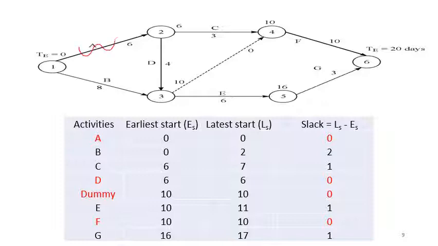A, activity D, the dummy activity, and F with a total expected time of 20 days. So this is your project completion, expected completion time of the project, that is T is equal to 20 days. Critical activities are A, D, dummy, and F.